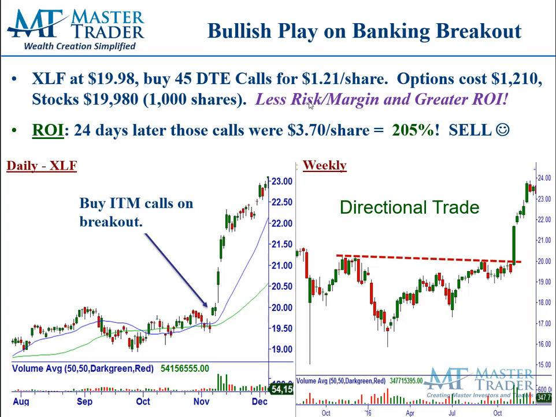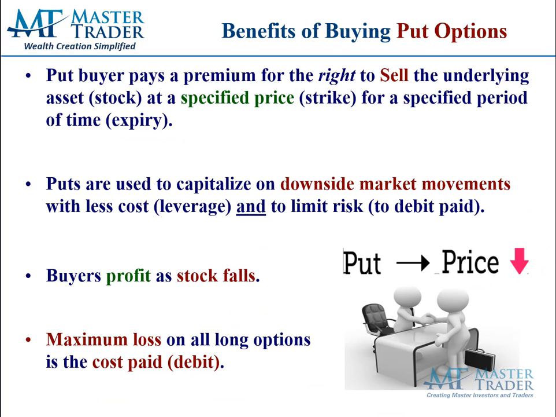So I have less risk, less margin, and let's talk about selling these after a nice 24-day run. We sold these calls that cost us $1.21 for $3.70. That's a 205% return on investment with less risk, less margin, and that's an example of how we trade directional bullish call options. The puts would just be the opposite on a bearish side.